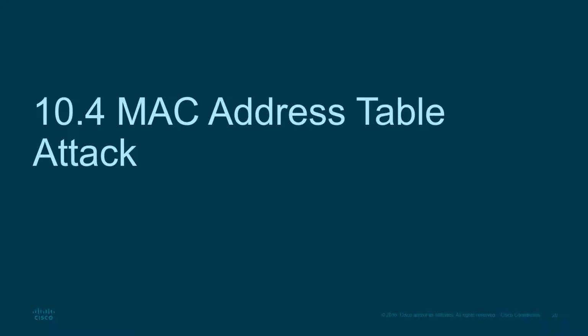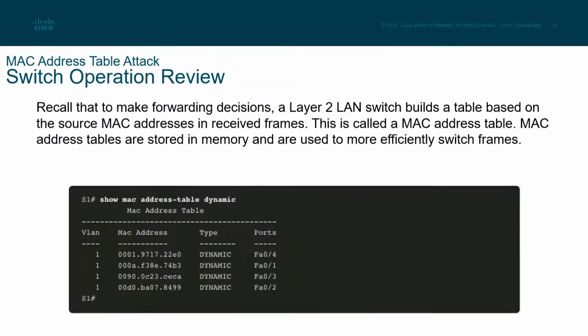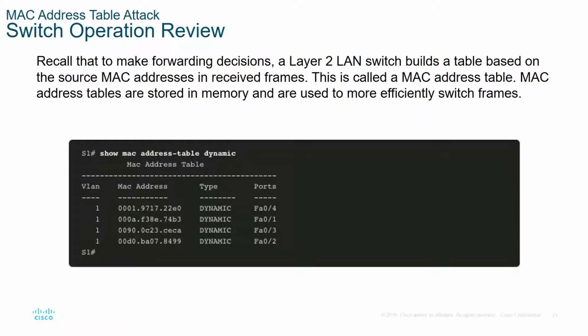MAC address table attack. Switch operation review. Recall that to make forwarding decisions, a Layer 2 LAN switch builds a table based on the source MAC addresses in received frames. This is called a MAC address table. MAC address tables are stored in memory and are used to more efficiently switch frames. Here we see an example of a MAC address table.